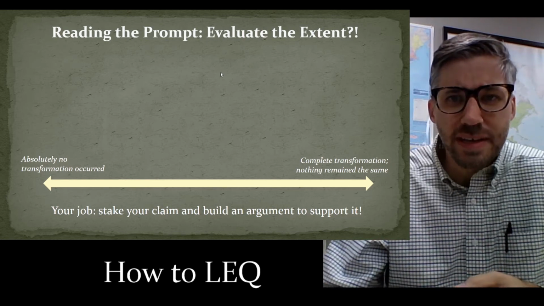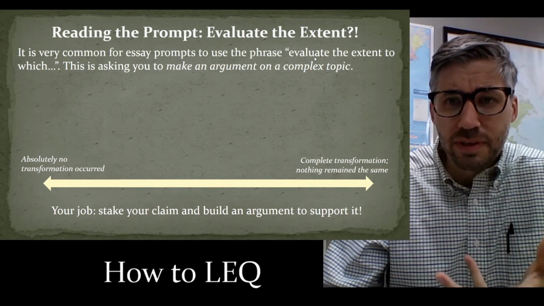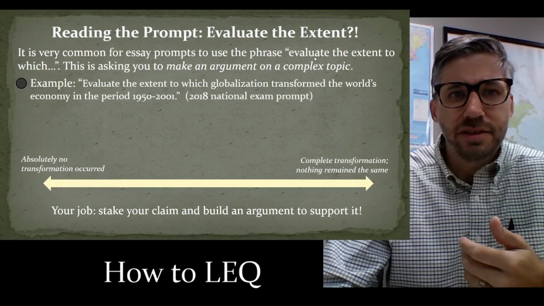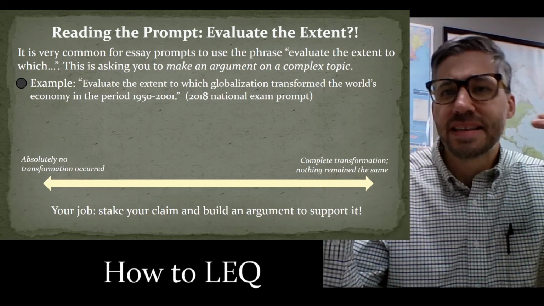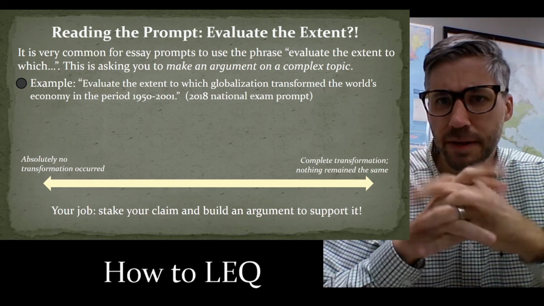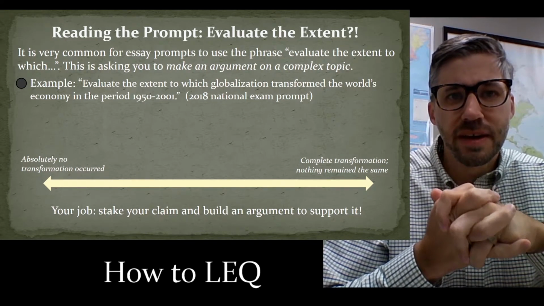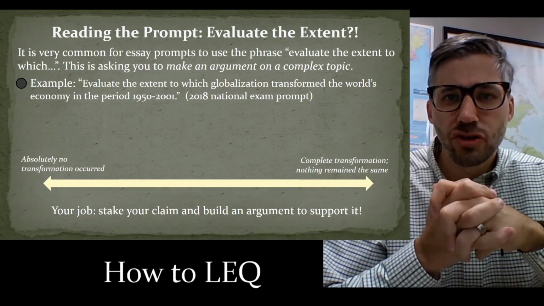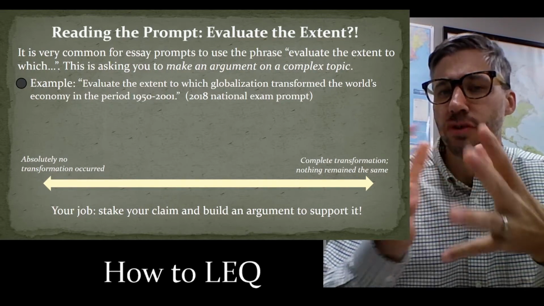What's going to happen, you're going to get a prompt. And the very typical language for the prompt is going to use the phrase, evaluate the extent to which something. All right. So as an example, from a couple years ago, one of the prompts on the national exam was evaluate the extent to which globalization transformed the world's economy in the period 1950 to 2001.